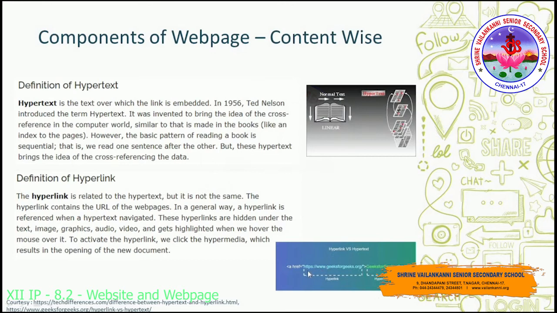So this is the coding. This is the HTML code, right? This Geeks for Geeks is the hypertext. It will be seen on the web page in blue color. If you click this one, you will be directed to this link, www.geeksforgeeks.org. This is the link, this is called hyperlink. So when you click the hypertext, you will be directed to this link. This is called hyperlink.